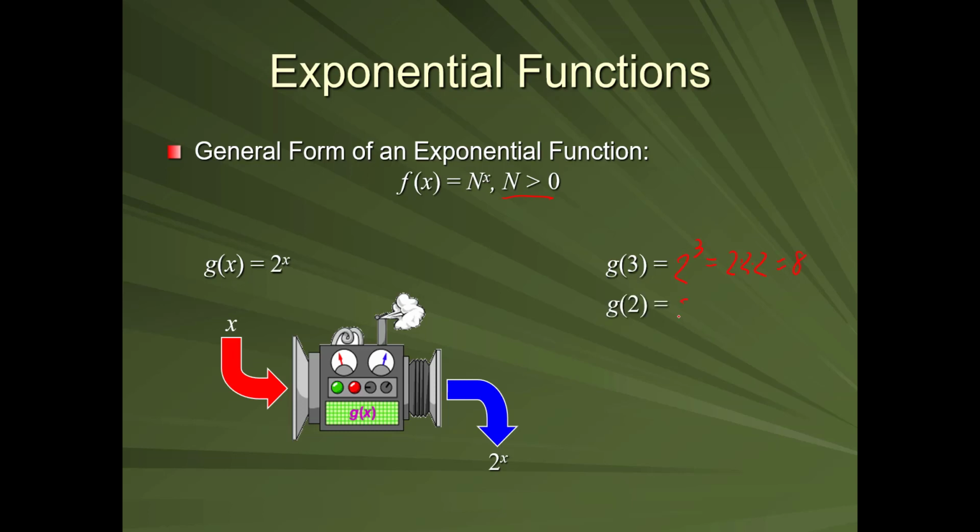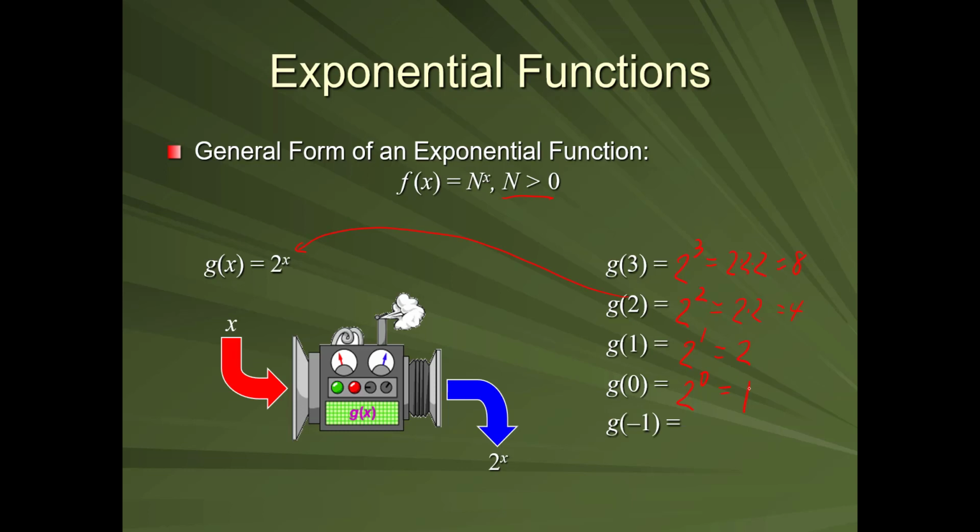g of 2 is 2 to the second. So now again, this number goes into the function and becomes the exponent. So 2 times 2 gives us 4. g of 1, similarly, it will be 2 to the first. So that gives us 2. g of 0 is 2 to the 0 power. So any number to the 0 power is 1.